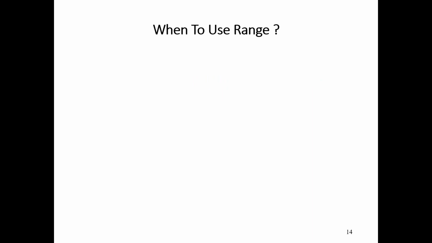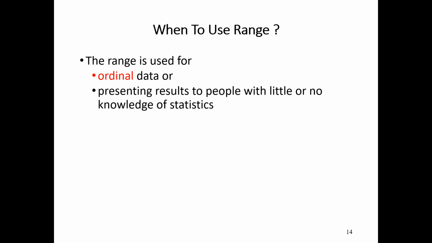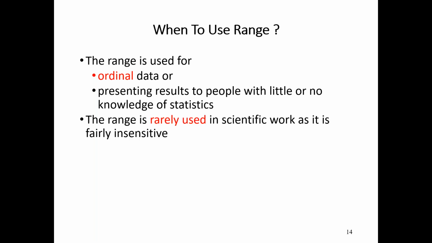Now when to use the range? The range is used for ordinal data. That means whenever there is a data set having some order, that is ordinal data, or when presenting results to people with no or little knowledge about statistics. So I can say that here this is the minimum, this is the maximum, so everybody is lying within this range of 14 or 10. You can say it like that to the people so that they can understand it.